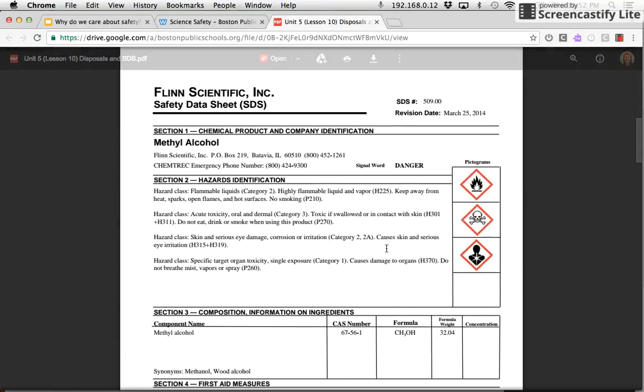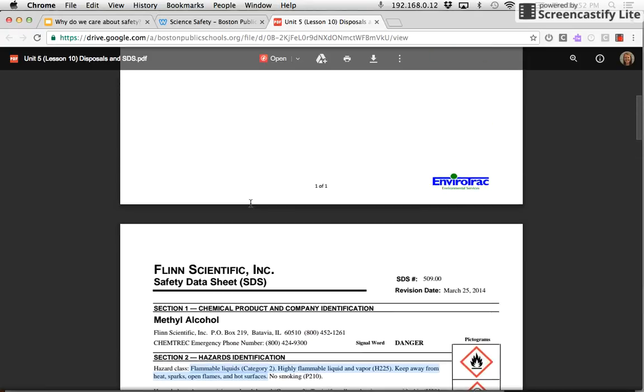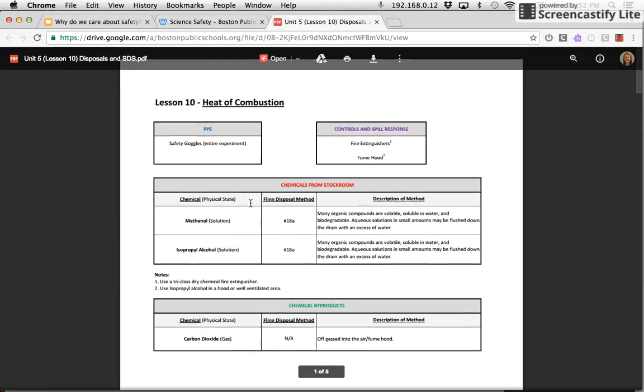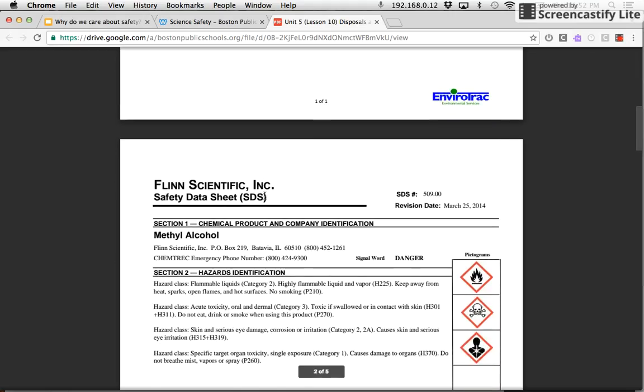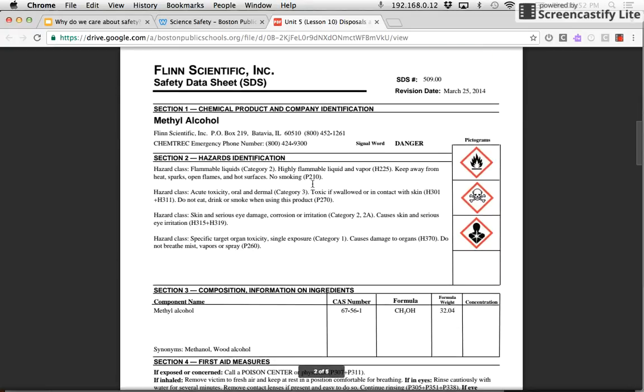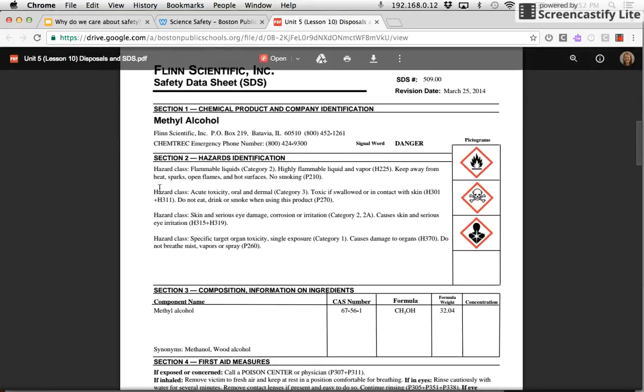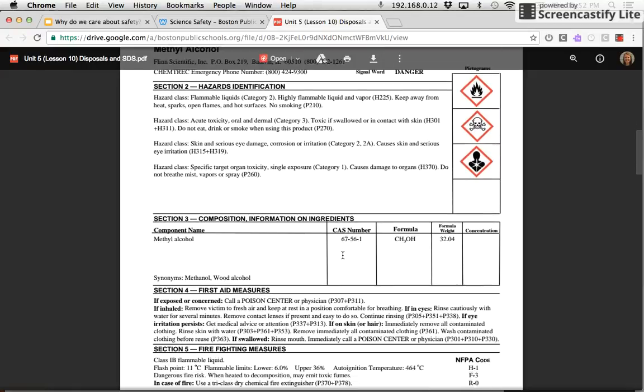So really quickly while we're here, on the SDS, you can see things like the hazards that are present. So for example, methyl alcohol is flammable. So this is probably actually not a lab that we would be doing. We're trying to get rid of methanol in most of the district schools, but it says right here what you need to do to be safe with it. It has the pictograms, a really easy way to see that it's flammable, it's toxic, etc.